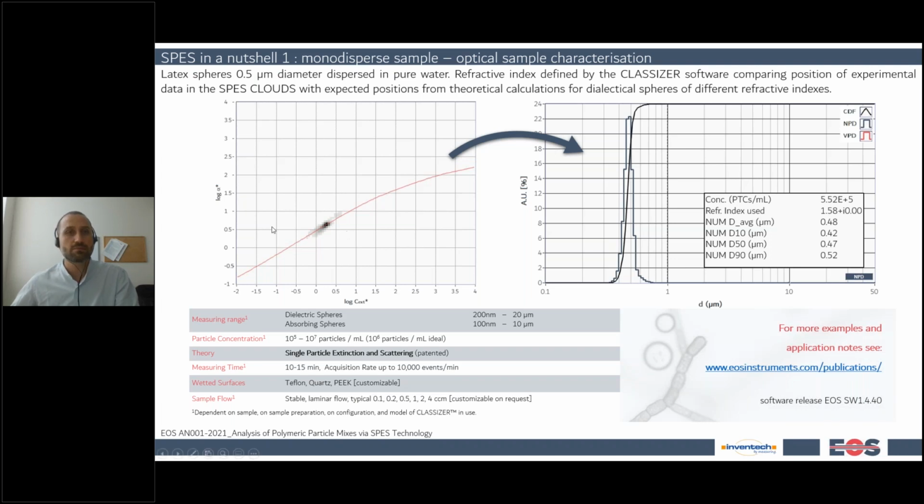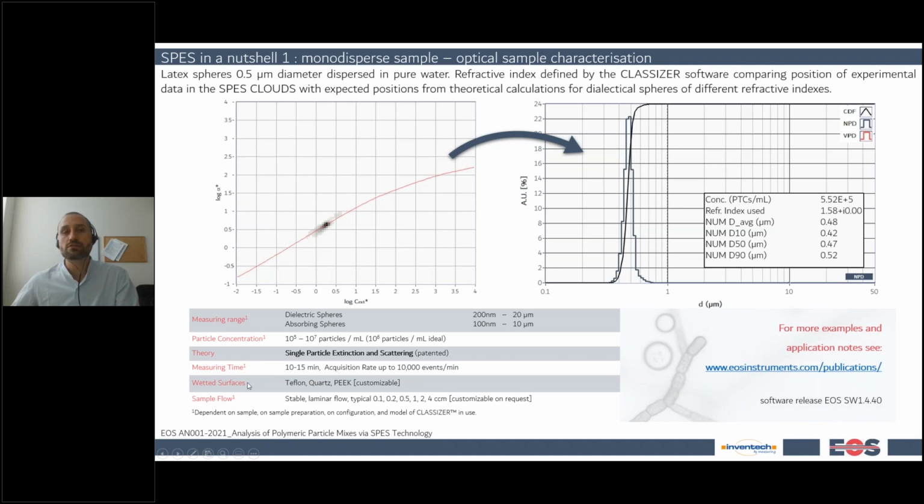For a mono SPES system as this one, a couple of minutes is enough. It's just a matter of statistics. And with statistics, I have to say that we measure typically 10,000 particles per minute. So this is a reference for the concentration, the statistic of the sample at optimal conditions.